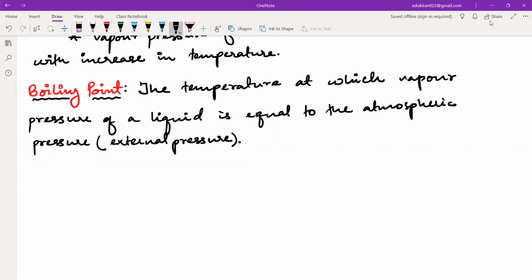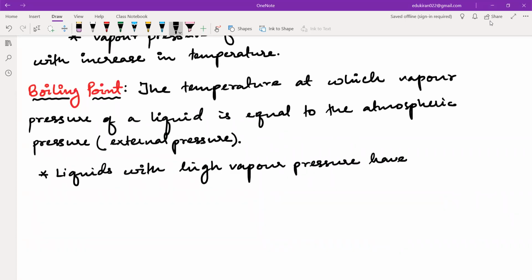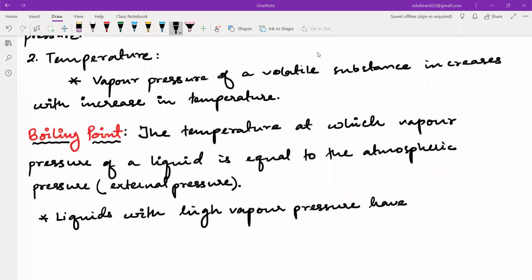so those will be getting boiled more easily. They will be getting boiled more easily. That means at a lower temperature. So you can write liquids with high vapor pressure have low boiling point.